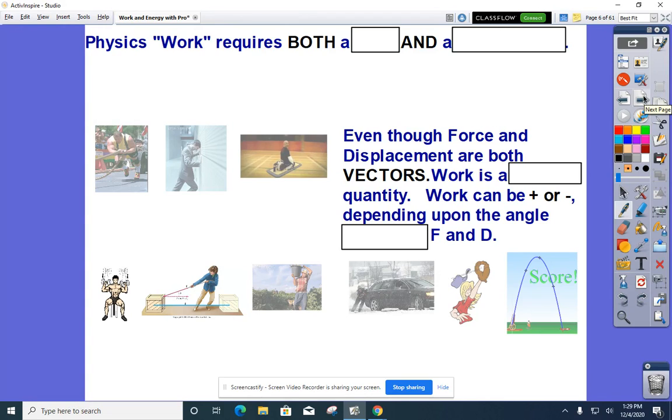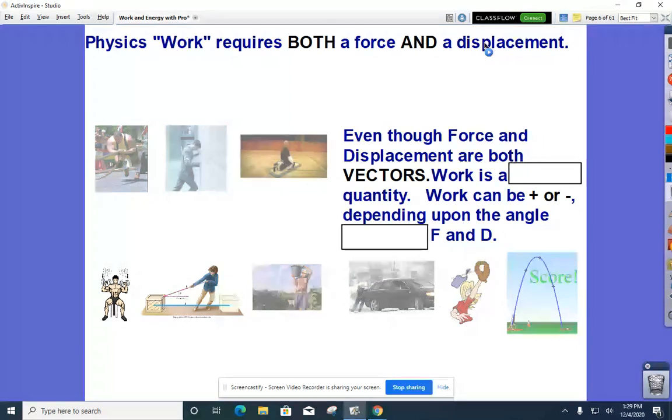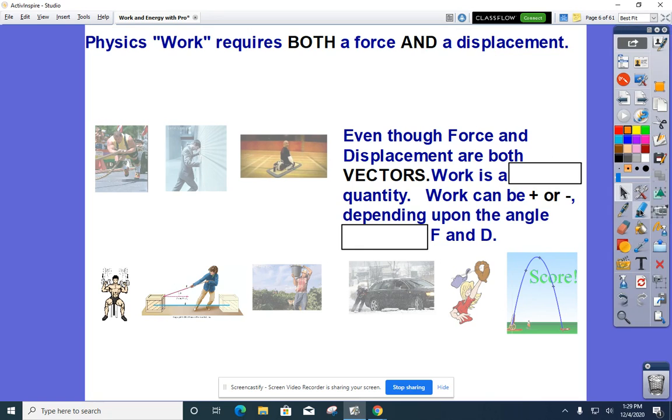Now, physics requires both a force and a displacement. Oftentimes, a conceptual challenge here is to think that you are doing work anytime you're exerting force. That's really not the case. There must be both a force and a displacement.